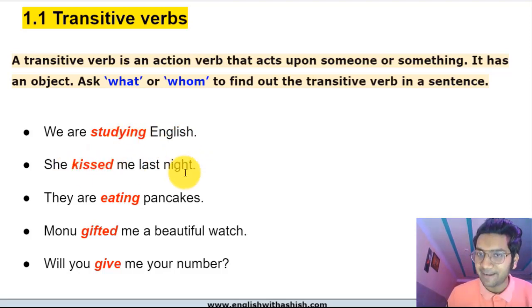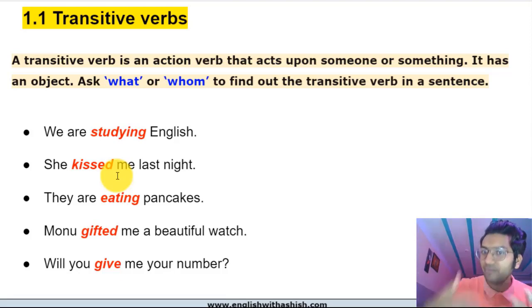She kissed me last night. She did something. She kissed. Can she kiss somebody? Yes, she can, right? She can kiss me, she can kiss her boyfriend, she can kiss her father, mother. So, kiss is an action that can be performed upon something or somebody. You can kiss yourself, you can kiss your mobile, you can kiss a girl, you can kiss a boy, right? You can kiss anything or anybody. She kissed me, so it has an object, right? That's why it is a transitive verb.